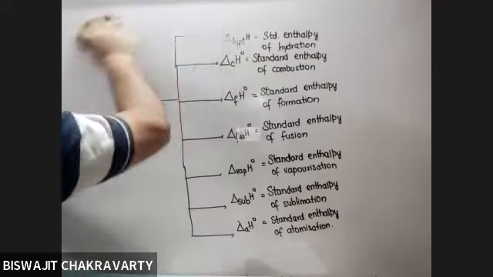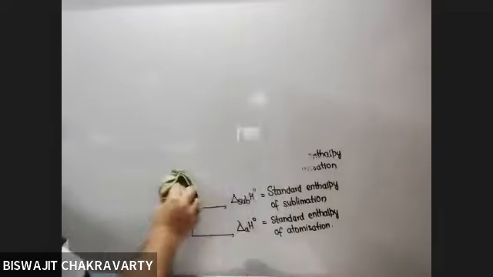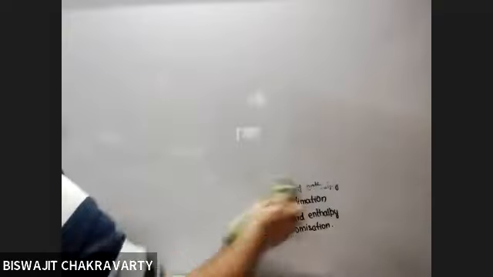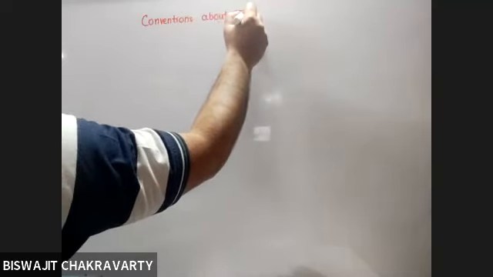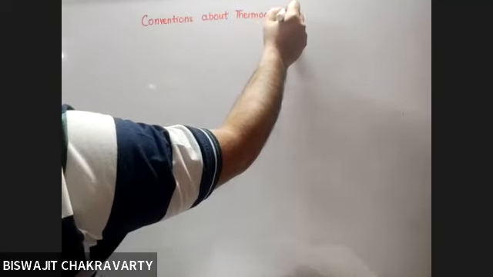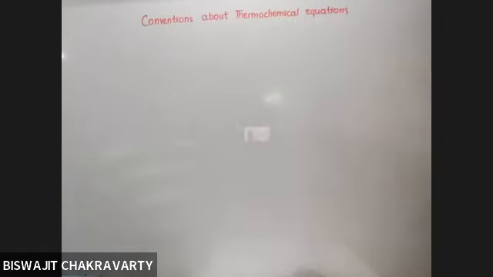So now we need to understand certain sign conventions associated with the thermochemical reaction. I've already told you that if delta H is negative, it is meant for an exothermic reaction. If delta H is positive, it is meant for an endothermic reaction. So apart from that, what other information can we get from the thermochemical equation? Let us try to understand. Conventions about thermochemical equations. What are the conventions?